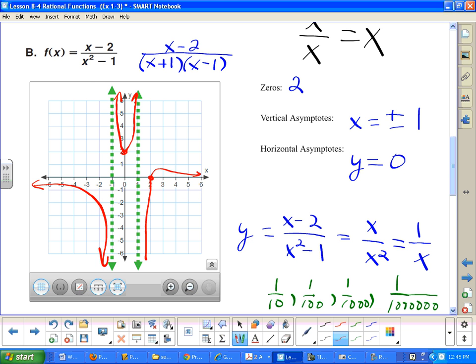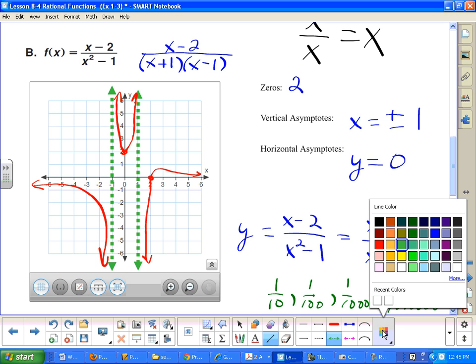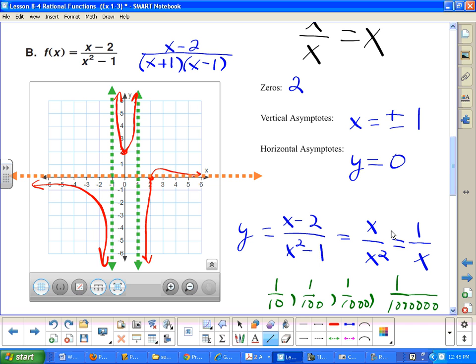And I forgot to draw in one thing. What did I forget? Not that. But I forgot the horizontal asymptote here at 0. Okay. So understand this then, okay? And you're going to put it in your calculator just a second.